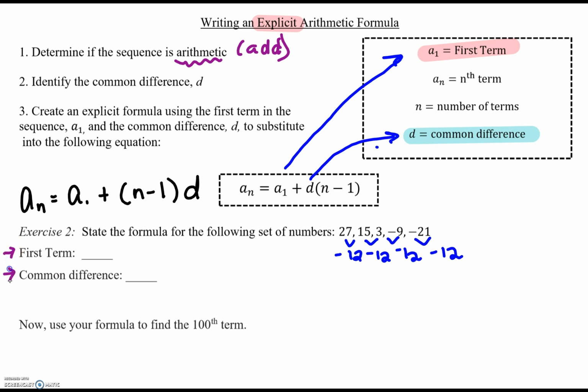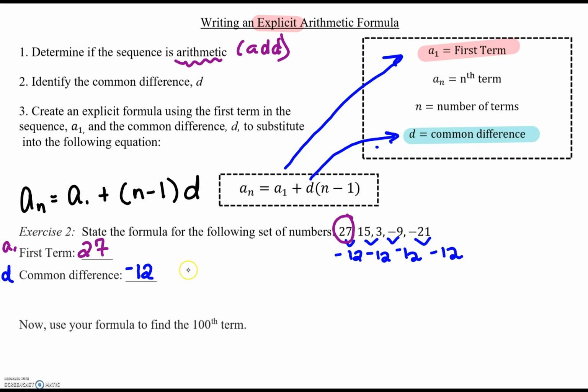They're usually not going to tell you to state the first term and the common difference. That's just me guiding you through it. So our first term is always the first number in the list that they gave you for your sequence. So your first term, a sub 1, is going to be 27. And our common difference is the number that we used to get from one term to the next. So our common difference, which is d, is -12.